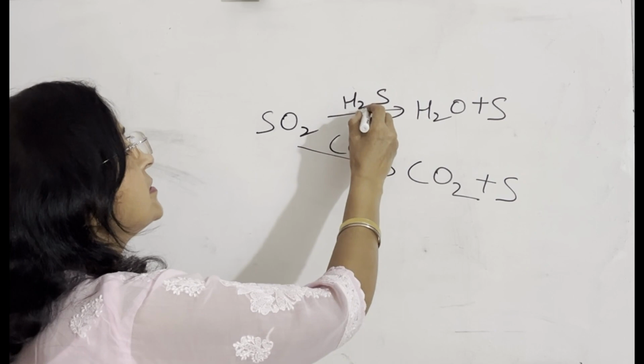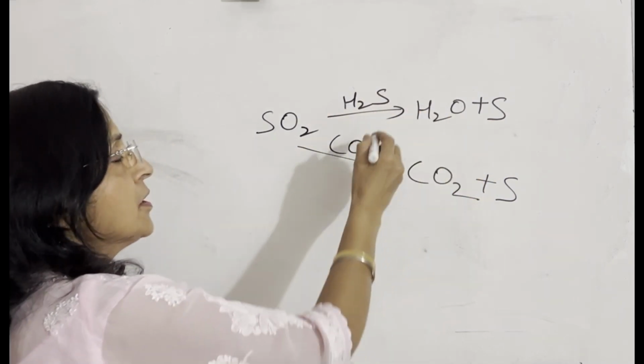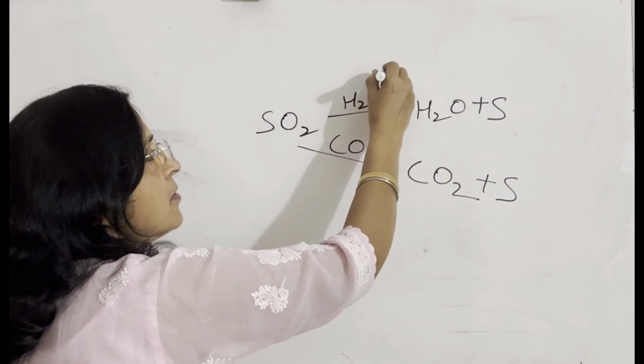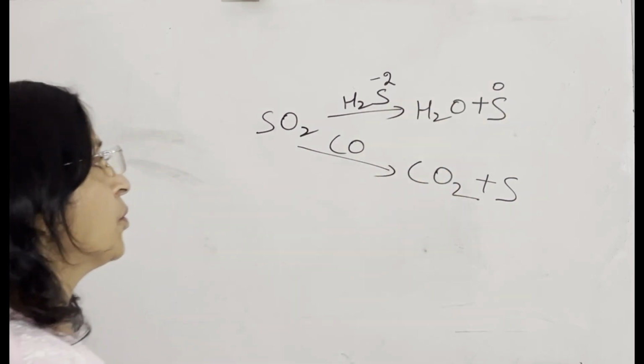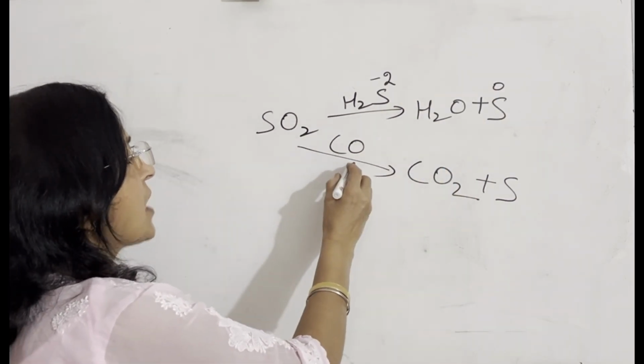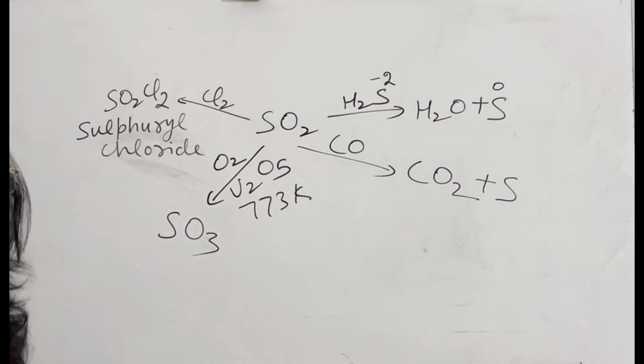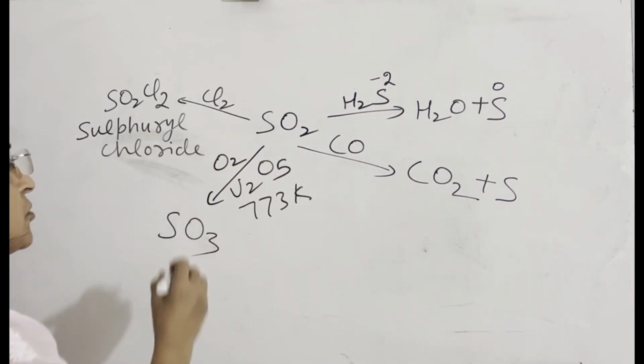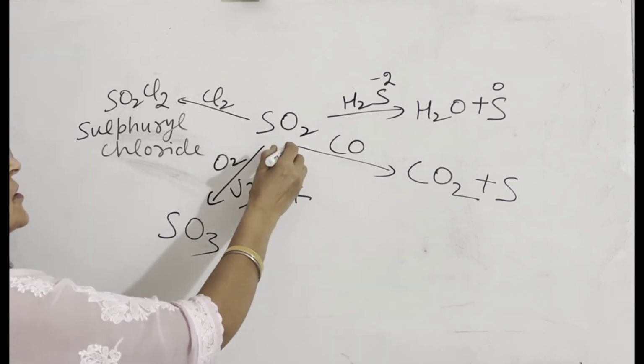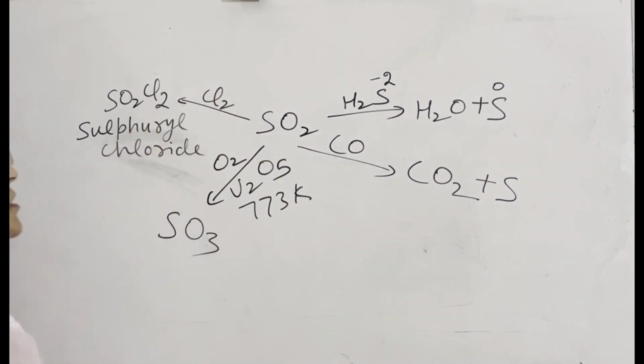Sulfur dioxide also acts as a mild oxidizing agent. Sulfur dioxide oxidizes hydrogen sulfide to sulfur. Here the oxidation state of sulfur is -2 and here it is 0. And sulfur dioxide oxidizes carbon monoxide to carbon dioxide. These are the addition reactions of sulfur dioxide. It combines with oxygen to give sulfur trioxide. Sulfur dioxide gives addition product with chlorine, sulfuryl chloride.